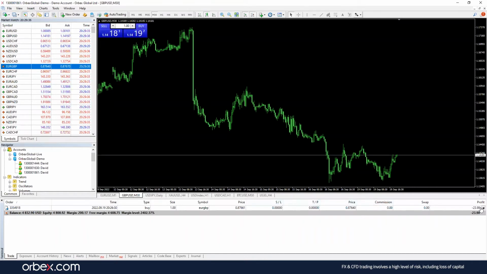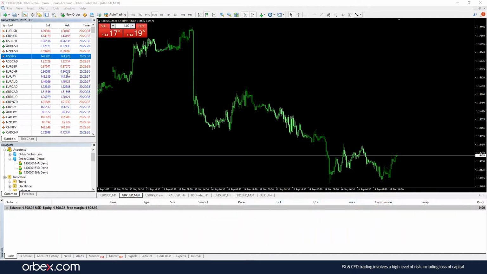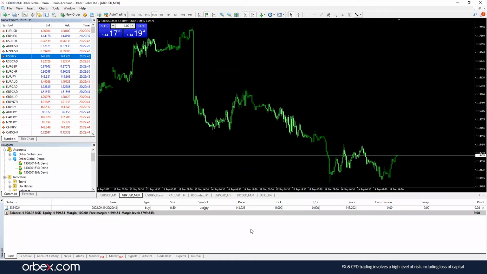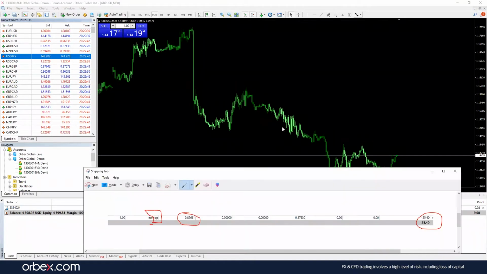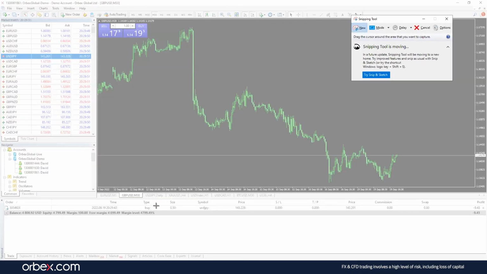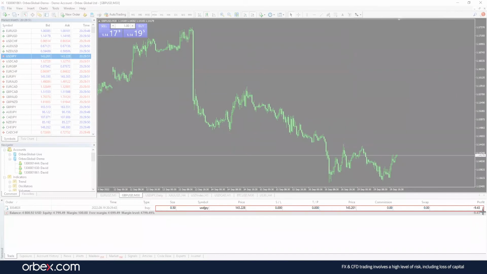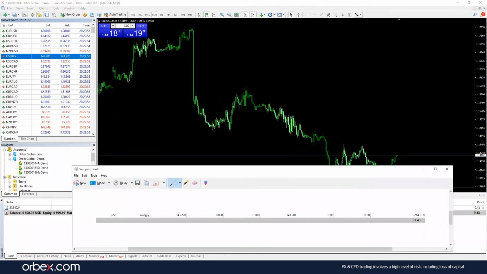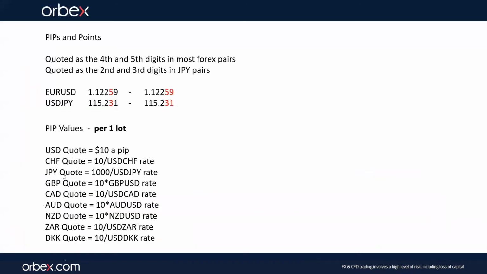So let's just do a dollar yen trade. Let's do something a bit different. Let's do 0.50 lots. And let's freeze this so that we can see it a bit easier. So we've got 9.43.